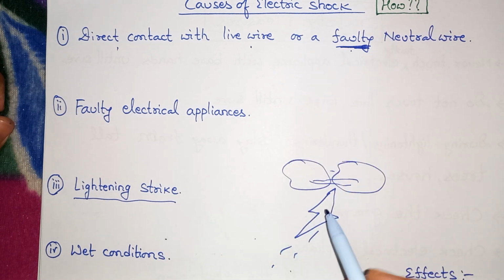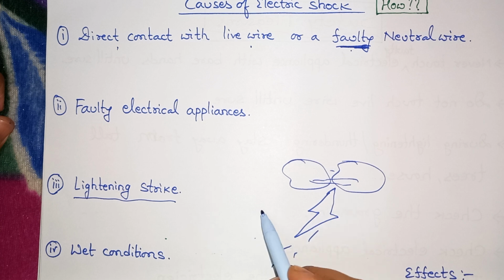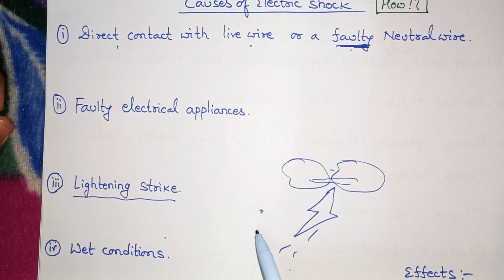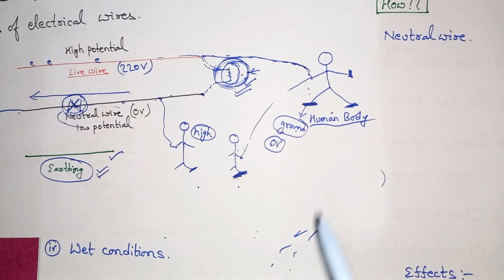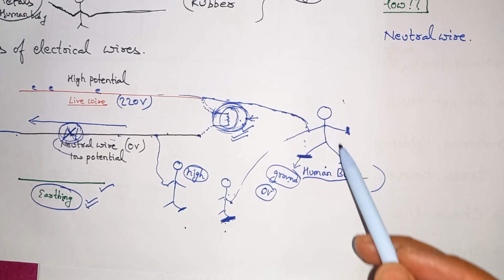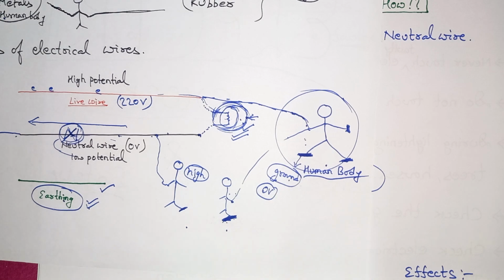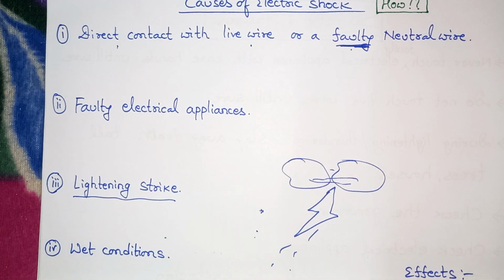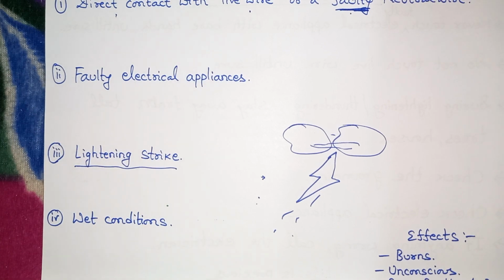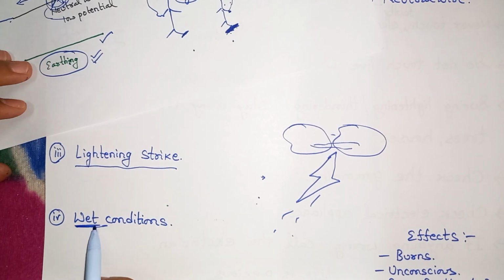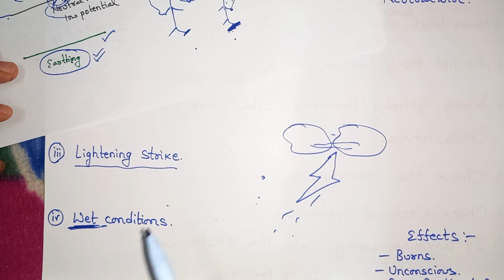In the same way, if a lightning strike falls on the human body, and the human body is in contact with the ground, if his or her leg is in contact with the ground, then anyone can get an electric shock. Another cause is a wet condition. What do you mean by wet? That which contains water is called wet.